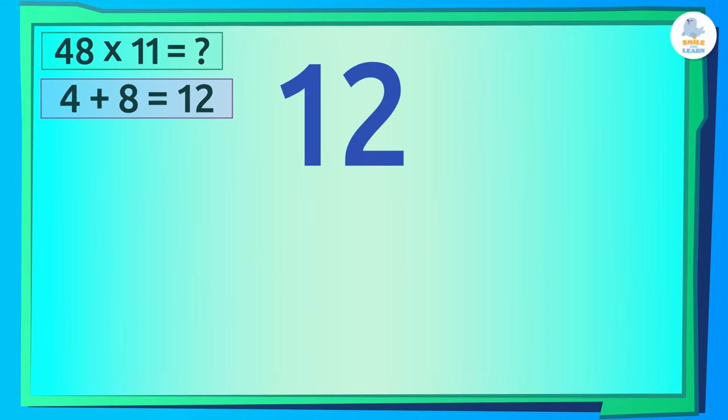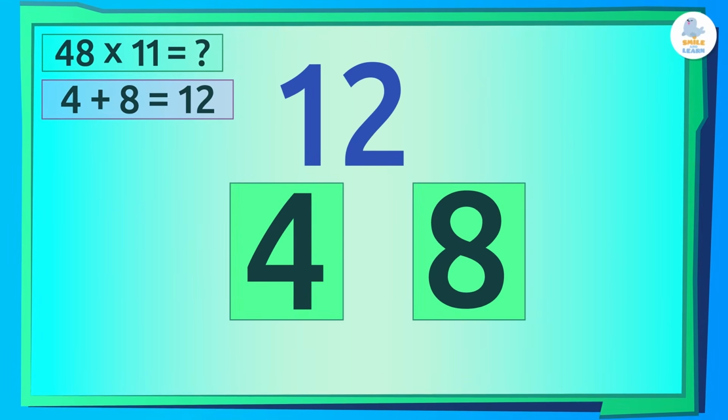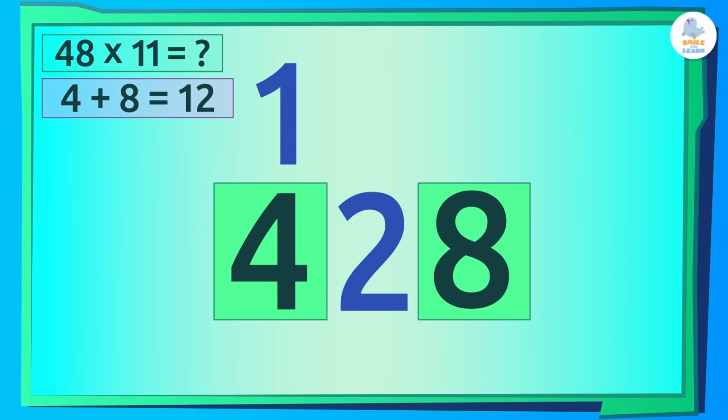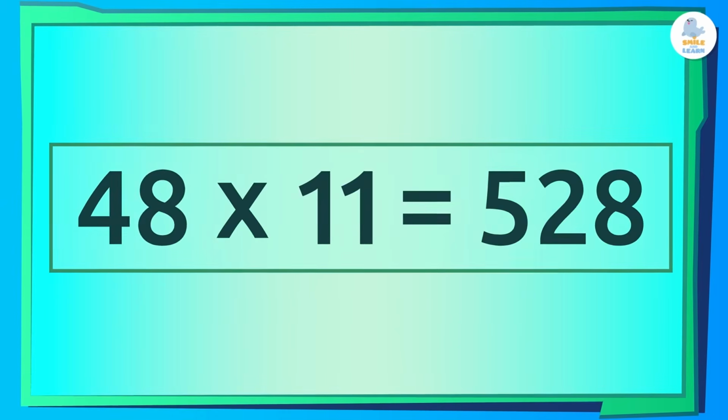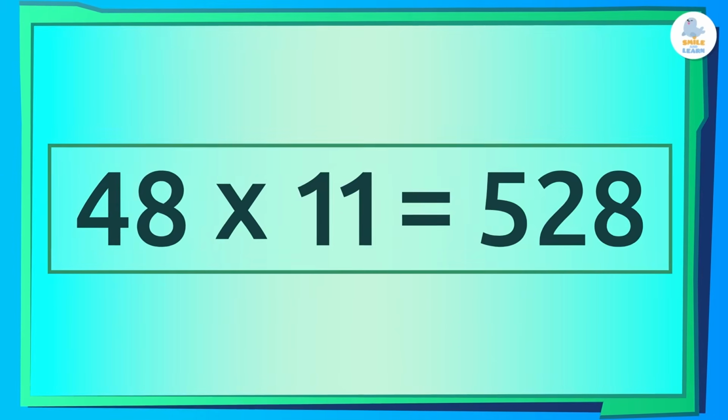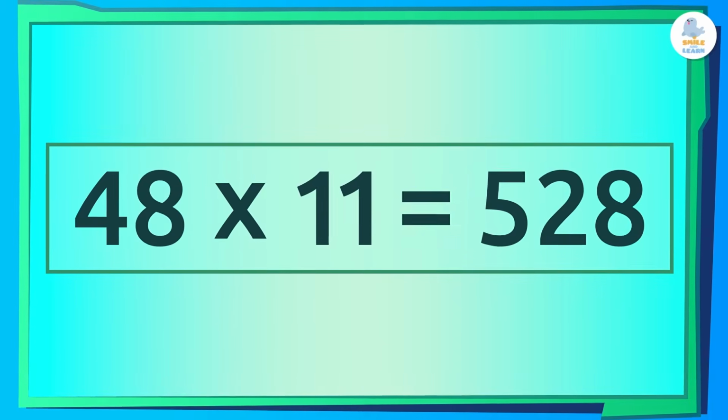To finish, we follow the steps you already know. We put the 2 in the middle and add the 1 to the first digit, that is, to the 4. So 48 times 11 is 528. Very nice.